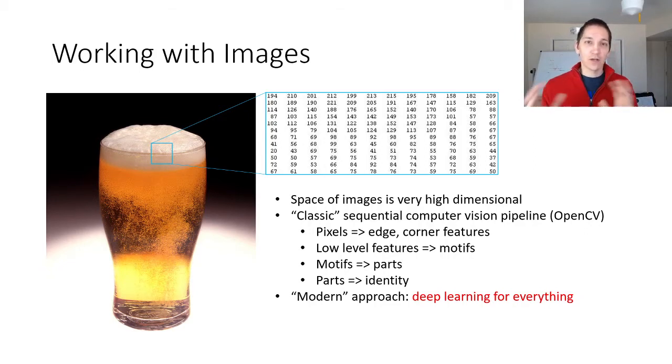Now this contrasts with the modern approach to dealing with object recognition, which is to just use deep learning for everything, and rather than having a fixed pipeline, have essentially learning do every single component of this pipeline. Now we'll talk about that more in a couple of weeks, but for now let's talk about the classical computer vision pipeline, which is represented by certain software libraries like OpenCV.